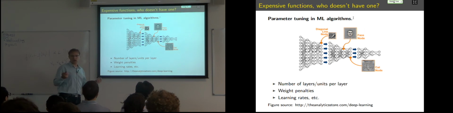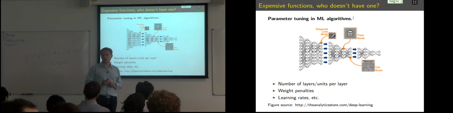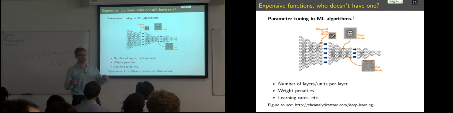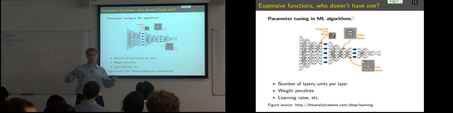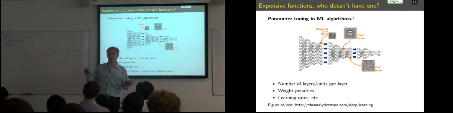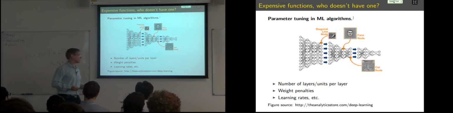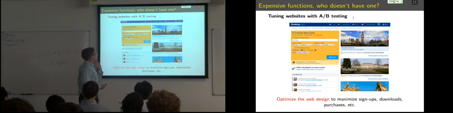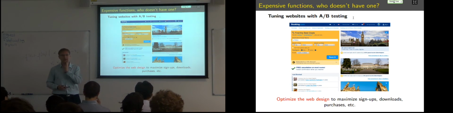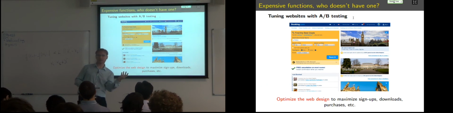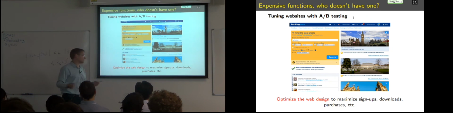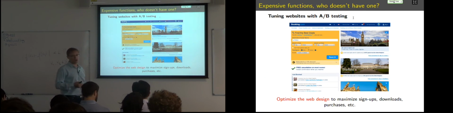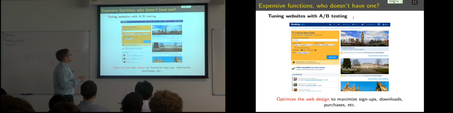You can think of any other machine learning model that depends on some parameters, and in the lab today you will use Bayesian optimization to tune the parameters of a support vector regression, for instance. But you can think about any model that you have in mind. Another example is A/B testing. Imagine that you are designing a website, and what you want to do is maximize the number of customers coming to the site, the number of sign-ups, the number of downloads, etc.